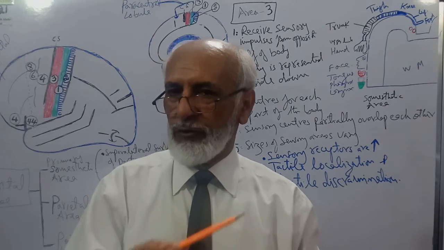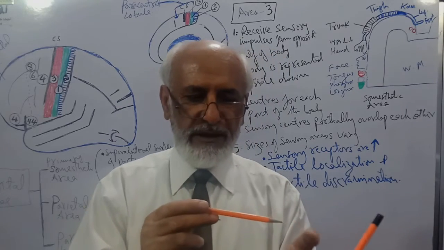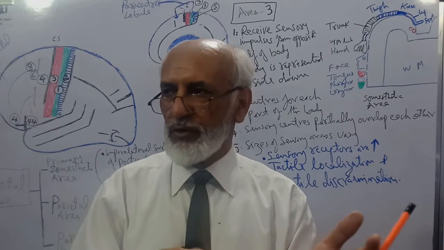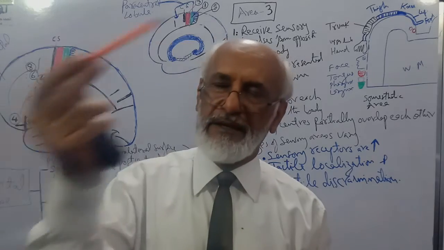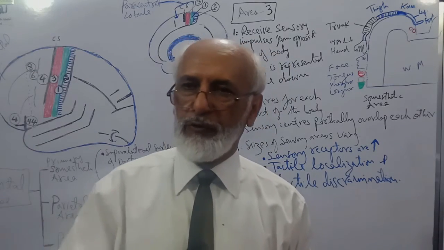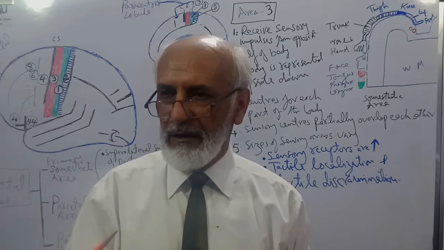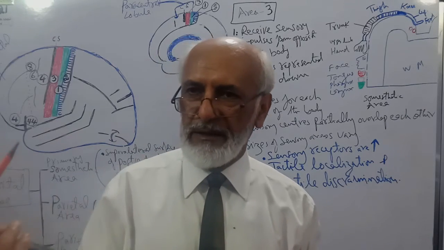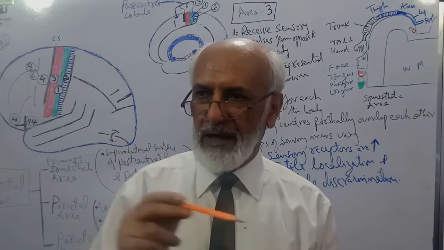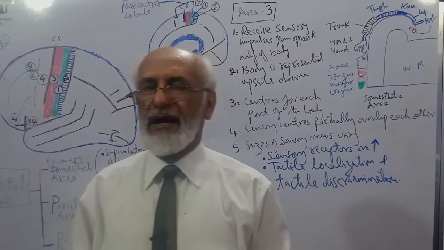So in those areas where the tactile localization is more sharp, the center for that area will be larger as compared to those areas where it is dull. So it does not depend upon the size of those areas. So tactile localization. Second, tactile discrimination.